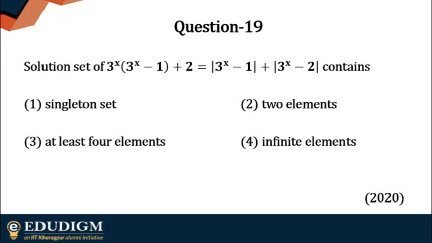Just take any assumption, like 3 to the power x equals t, or anything other than x, so that you have a simpler equation to deal with. Then see the different cases and how you can understand how many elements you will have here in the solution set. All right.